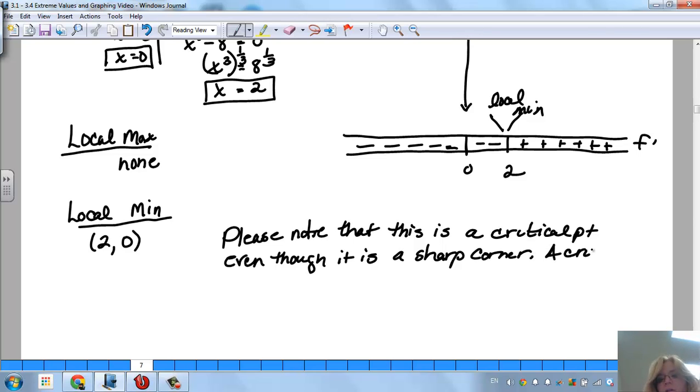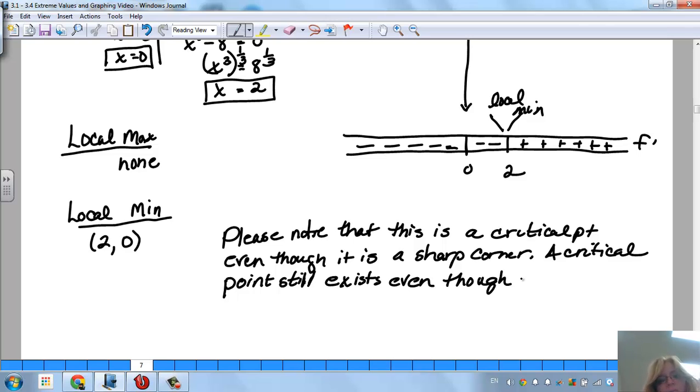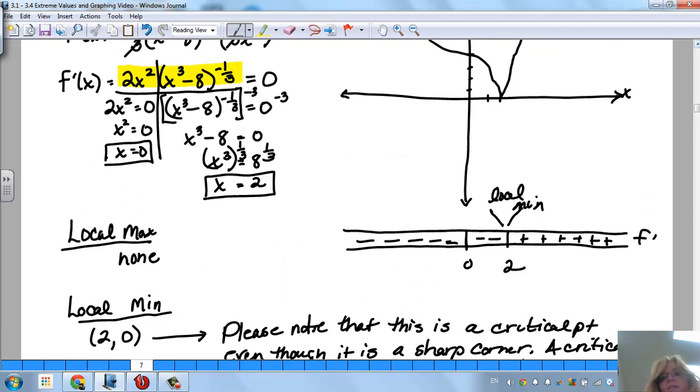A critical point still exists even though the derivative is undefined at x equals 2. I just wanted you to note that, because you can still have a critical point even though the derivative doesn't really exist there, because it's a point.